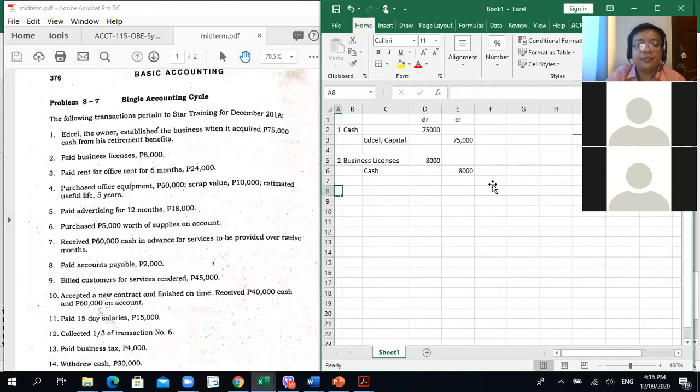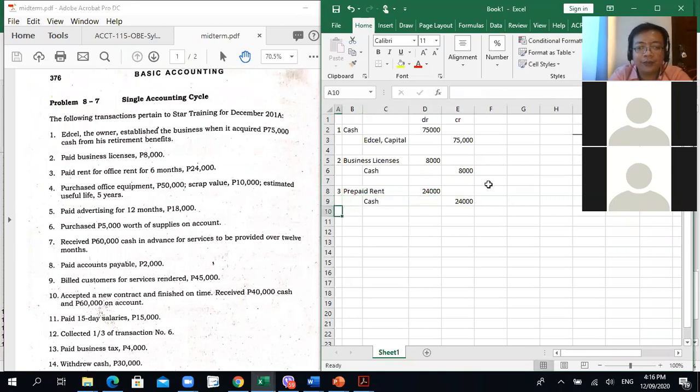All right. Next, number 3 is paid rent, office rent for 6 months. Take note of this. It is okay lang if you use rent expense or you use the asset method, but for me, mas maganda if it is the asset method, which is prepaid rent. So you debit prepaid rent of 24,000, and since cash here, credit cash of 24,000.